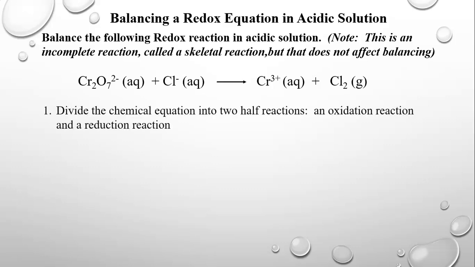Okay, so first, divide the chemical equation into two half reactions, an oxidation reaction and a reduction reaction. All that means is you want one reaction that has the Cr's in it and a second reaction that has the Cl's in it. So we're going to go ahead and do that. The chromium is the reduction. So Cr2O7 2- produces Cr3+. So you just took out one of those from the left side, one from the right side. You put it into a single reaction. That's the reduction reaction, okay?